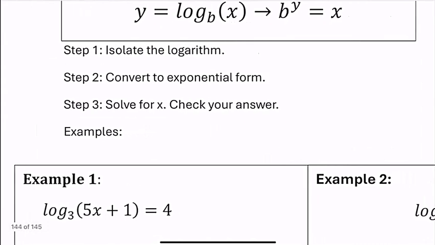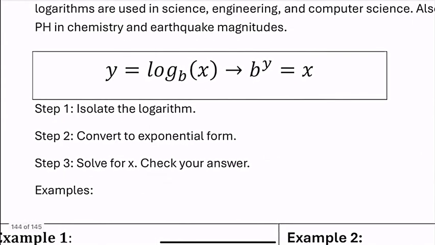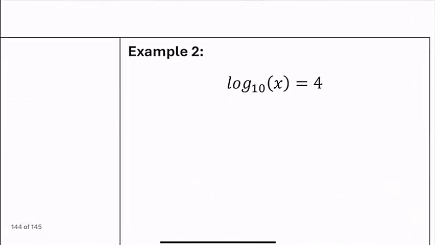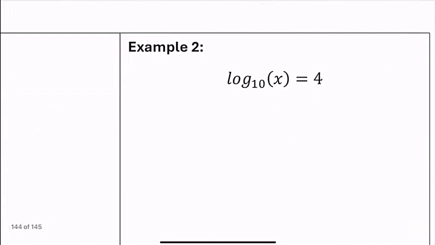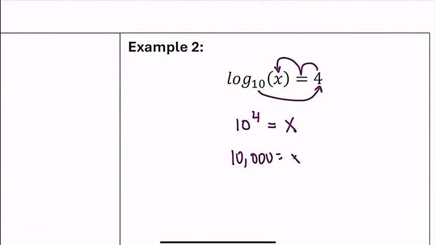Step 2 says convert to exponential form. We're going to convert back to this form right here. That will get rid of the log completely. And to do that, we start with our base, we raise it to the power of this, and that's going to be equal to the inside. So 10 to the power of 4 is going to be equal to x. And this one we happen to already have x by itself. 10 to the power of 4 is 10,000. And if you did not know that off the top of your head, no problem. You just type it in the calculator. And that's the answer. Super duper easy.